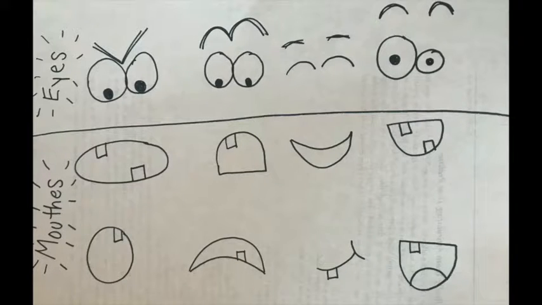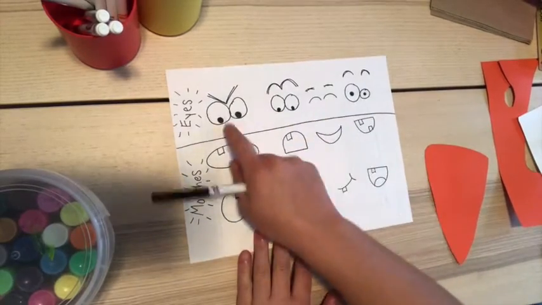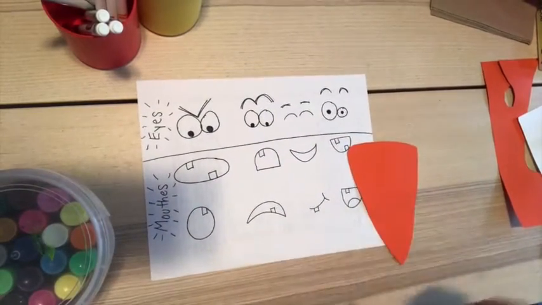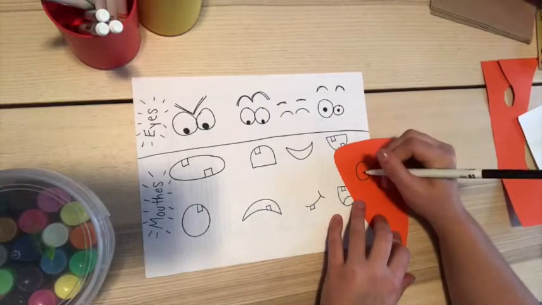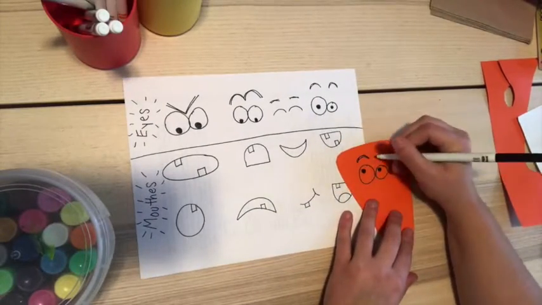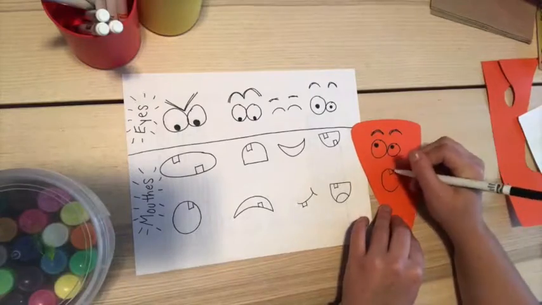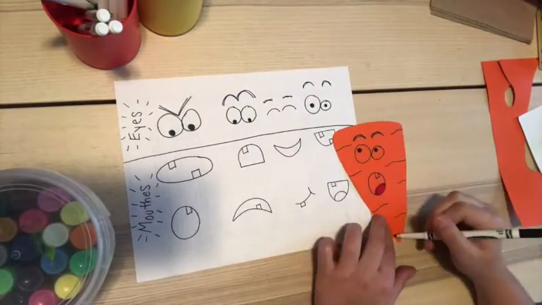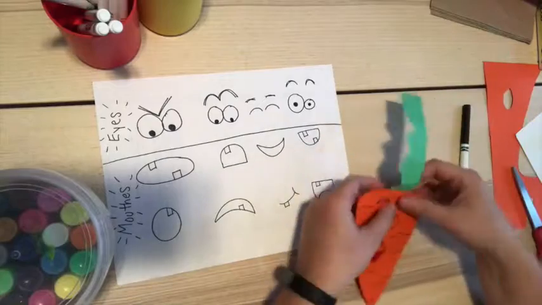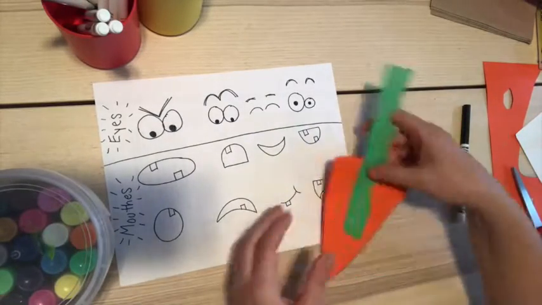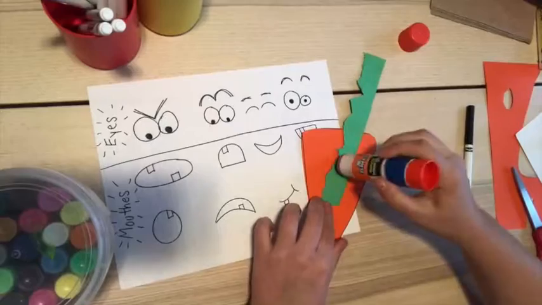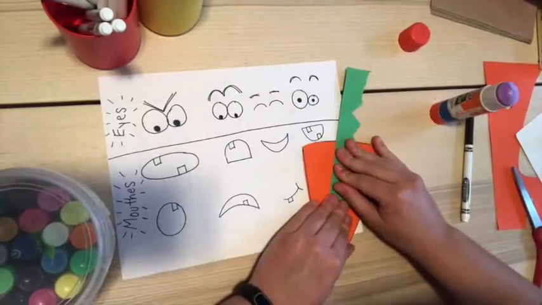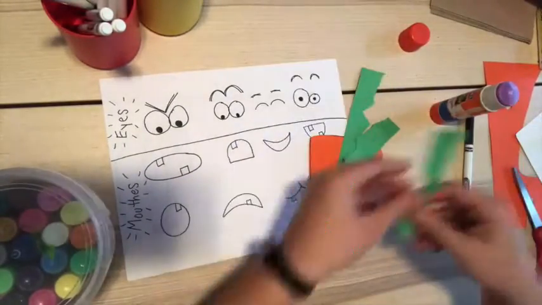Next, Miss Collier is going to use this handy sheet to help her choose which eyes and mouth she's going to draw on her carrot. Let's go! Don't forget to add some little details. And then, if you have green construction paper, I ripped up some green construction paper to make the stalks. If you don't have green construction paper, you can just use white.